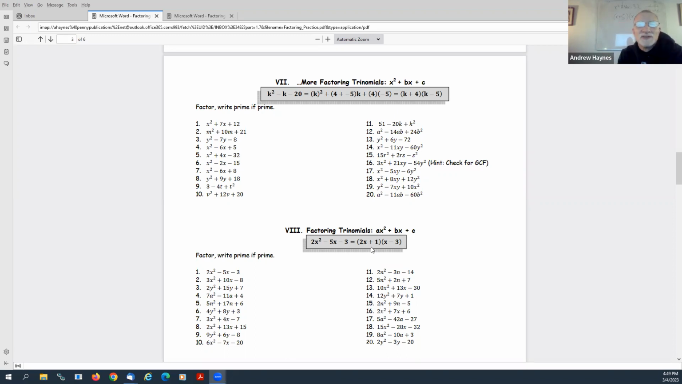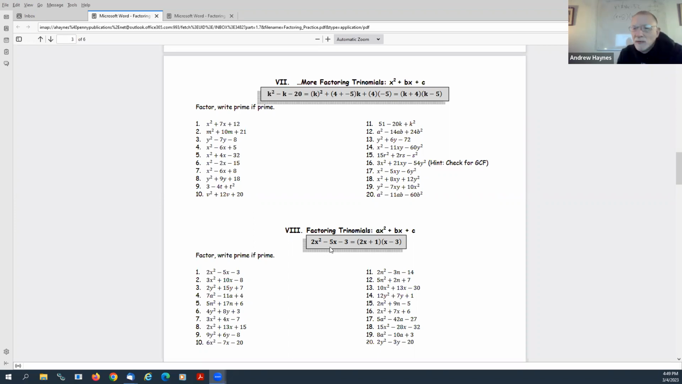So then because it's -5, we'll put the 3 here with the minus, the 1 here with the plus, and check it, FOIL it, and it's going to come out to 2x squared minus 5x minus 3. And everybody's happy. So, that's the process.